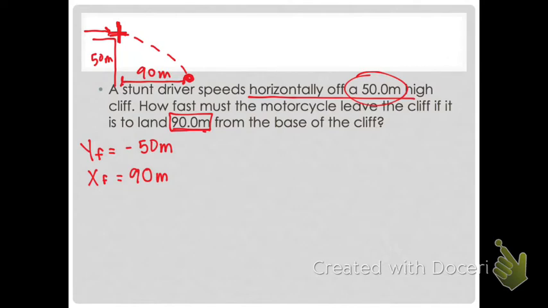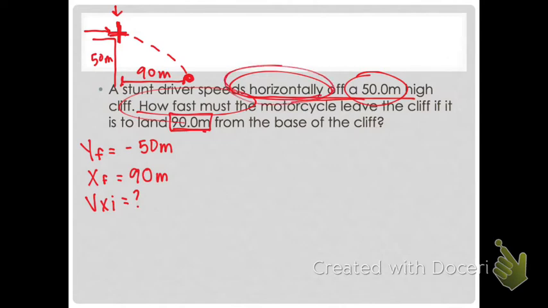Okay. The fact that it says it's speeding horizontally off of a cliff, what does that tell me about its initial velocity right here? Is my initial velocity vertical, horizontal, or both? Only horizontal. So that's actually what I'm solving for, right? How fast must he leave the cliff? I'm trying to find VXI. That's my question mark.